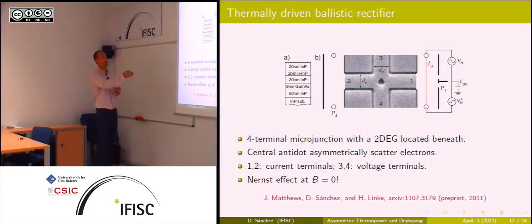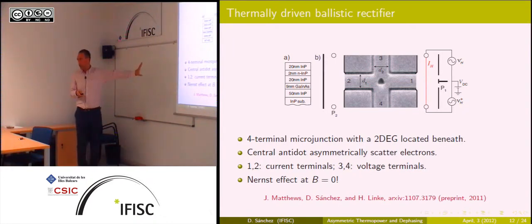But now what happens if you invert the current? You will obtain essentially the same. So the voltage at a given current, when you invert the current, is essentially the same. So this can work as a rectifier.